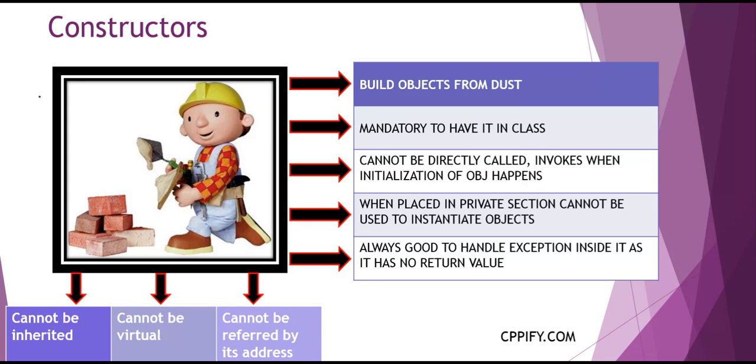It cannot be directly called; it is invoked when initialization of an object happens. So you can't directly call a constructor, you can only see a constructor in action when you create an object. When placed in the private section, it cannot be used for instantiating objects. So this is one important point. If you want your class to create objects, then you should place your constructor in the public section. If you don't want your class to create any objects, then you have to place your constructor in the private section. And this feature is used in the singleton design pattern, where we want to restrict the class to just one instance.